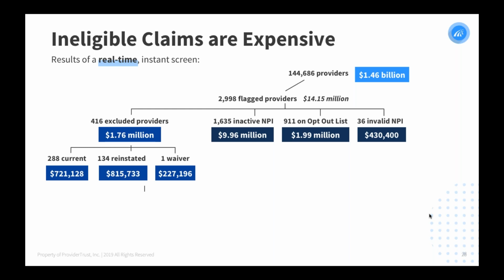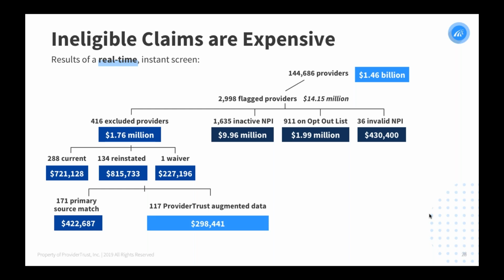So 288 were current exclusions. 134 we were able to find in the data were actually reinstated, and then there was 1 waiver. So the 288 current exclusions are clearly what this organization needed to be worried about and needed to focus on, because they did not want to be paying claims to that group. So what we found, and this is really amazing, I love this story, is that there were 171 that were a primary source match. So it's $422,000 in claims. What that means is if they would have gone out and been searching their roster against primary sources, they would have found those 171.